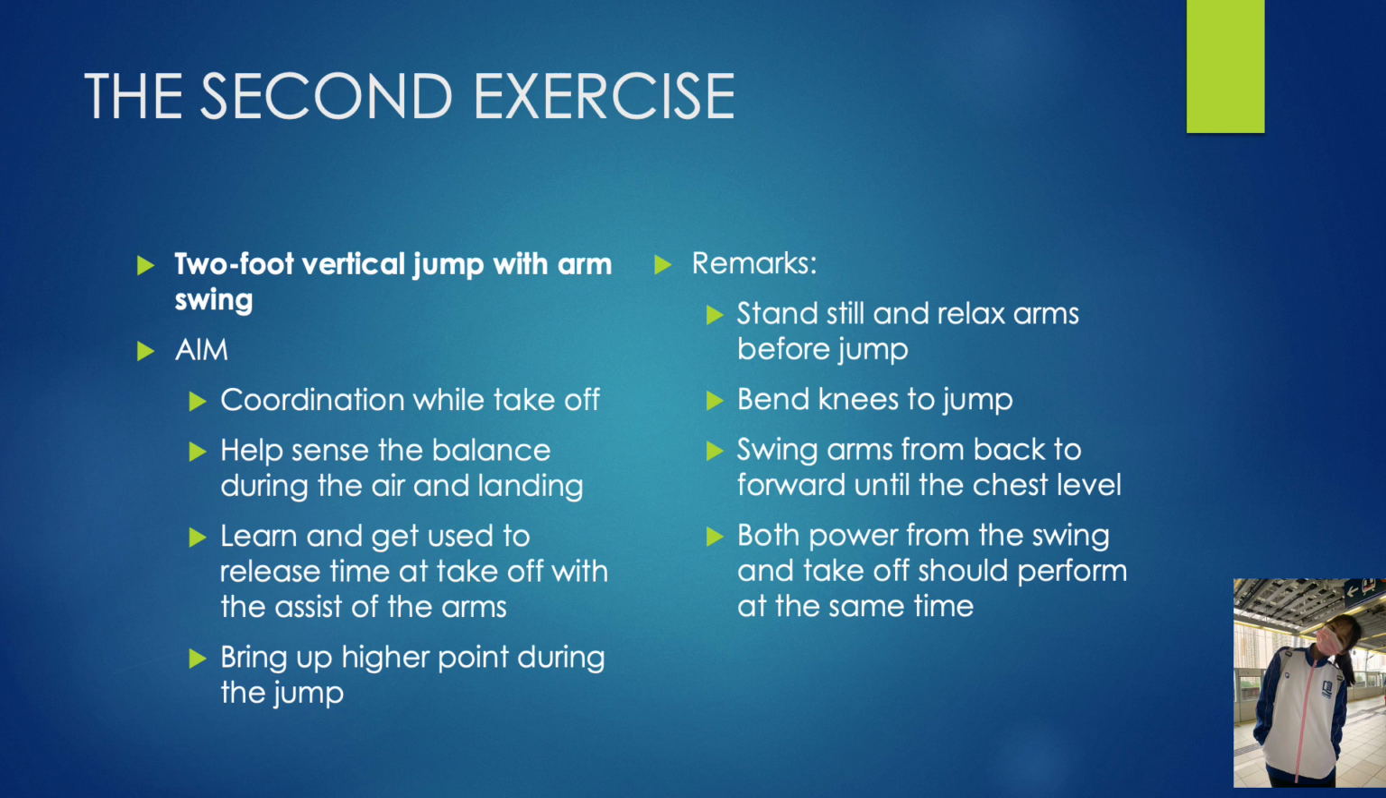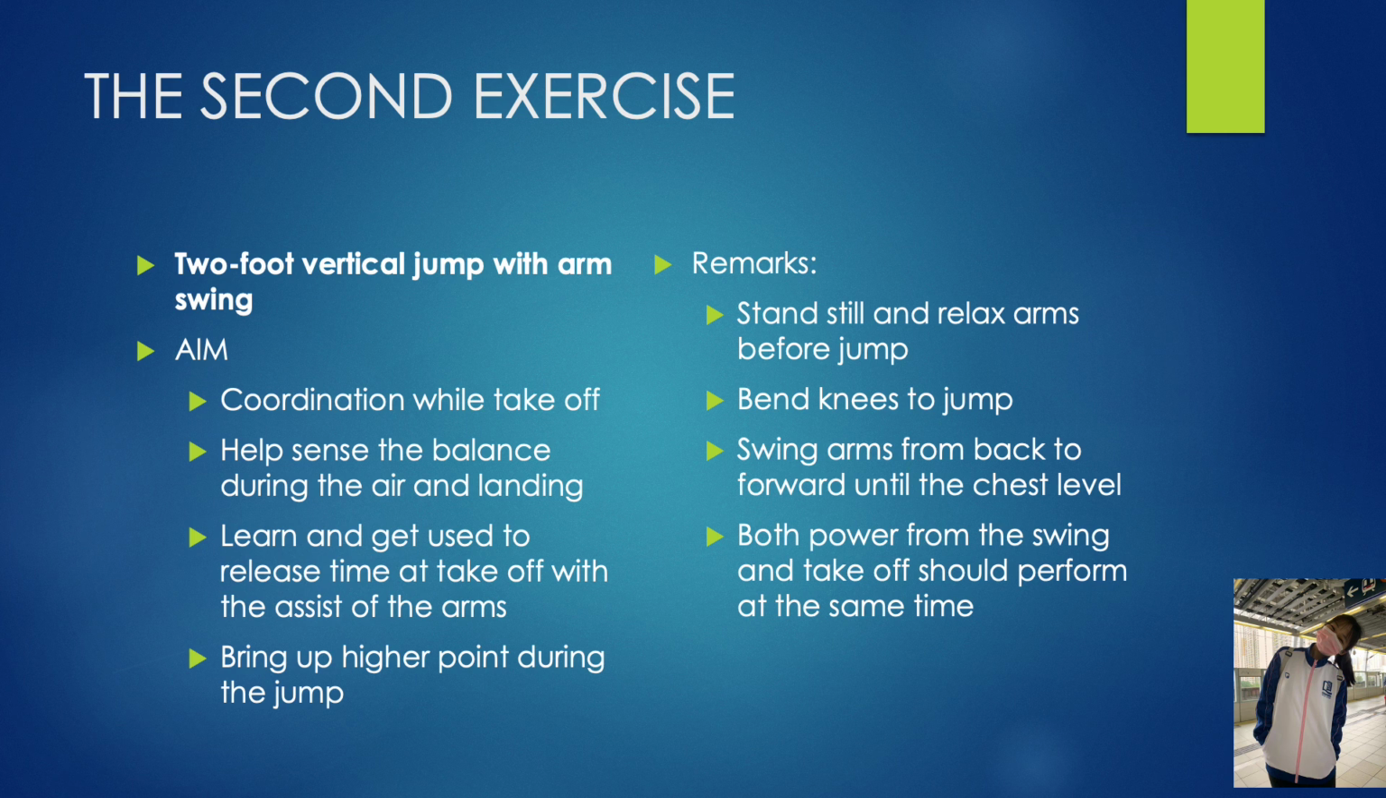The second exercise is a 2-foot vertical jump with arm swing. The aim of this exercise is to coordinate while takeoff, to help sense the balance during the air and landing, and also to learn and get used to the release time at takeoff with the assist of the arms, and to bring up higher points during the jump.